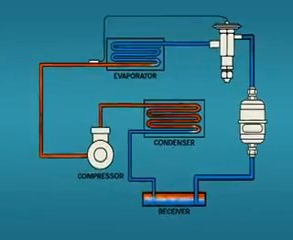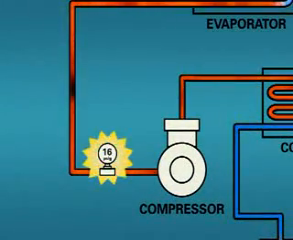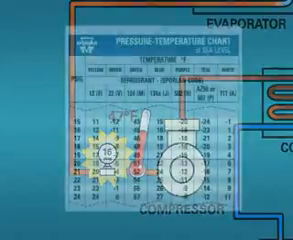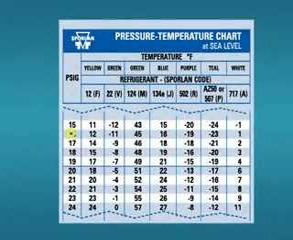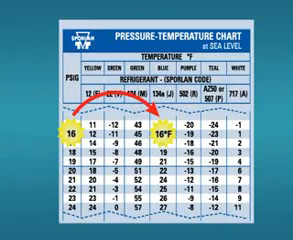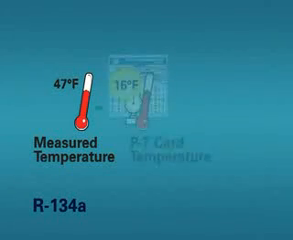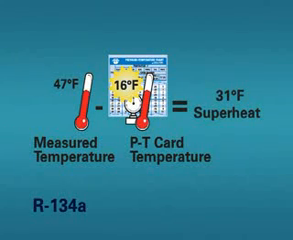As a second example, let's take readings at the compressor inlet. Our pressure gauge reads 16 psi. Our measured temperature is 47 degrees Fahrenheit. To calculate our superheat, we again reference our PT card. 16 psig on the PT card indicates a temperature of 16 degrees Fahrenheit. The difference between 47 degrees Fahrenheit measured temperature and 16 degrees Fahrenheit from the card is 31 degrees Fahrenheit superheat.